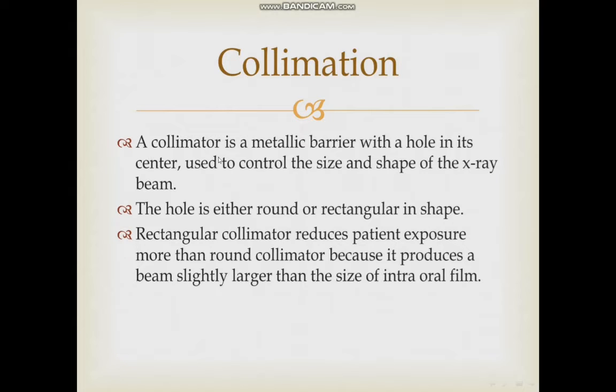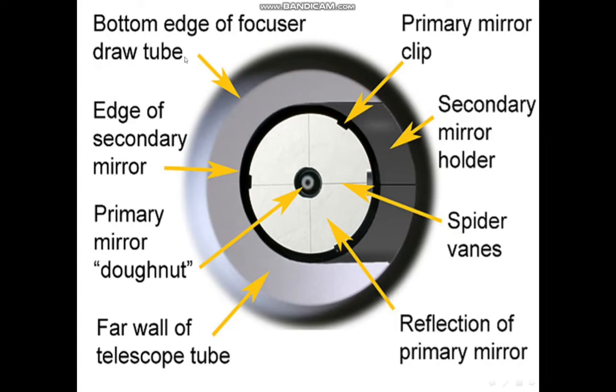Collimation. A collimator is a metallic barrier with a hole in its center, used to control the size and shape of the X-ray beam. The hole is either round or rectangular in shape. A rectangular collimator reduces patient exposure more than a round collimator because it produces a beam slightly larger than the size of the intraoral film. Here in this picture we can see what the collimator looks like. This is part of the collimator, its secondary mirror and spider veins, reflection of the primary mirror, etc.